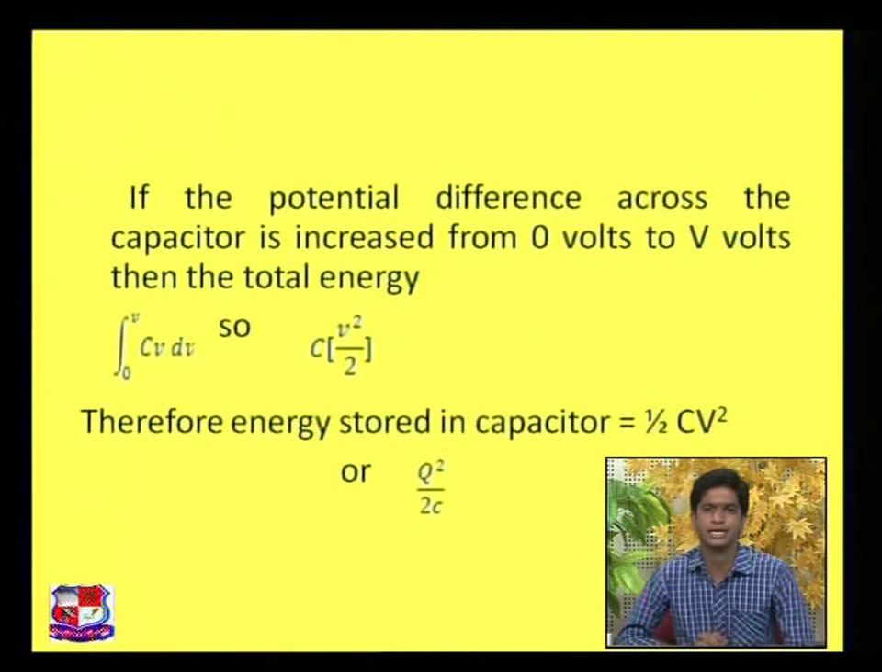Sometimes in examples we use the equation half CV square, and sometimes if voltage is not given and charge is given, then we can find the energy stored in a capacitor as Q square by 2C, where Q is the charge accumulated and C is the capacitance of the capacitor.